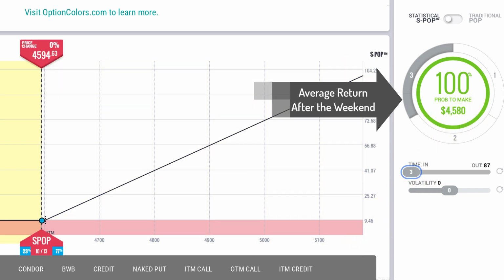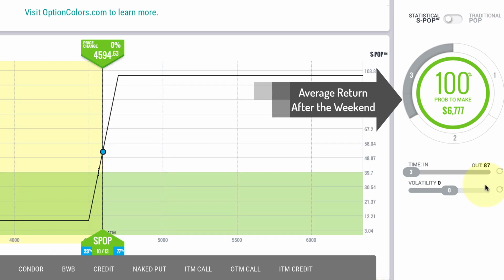And then the last one, you're in the money credit spread. This one shows over the weekend 6,700, and currently it's 28. So again, another type of trade that could be beneficial to stay in longer.